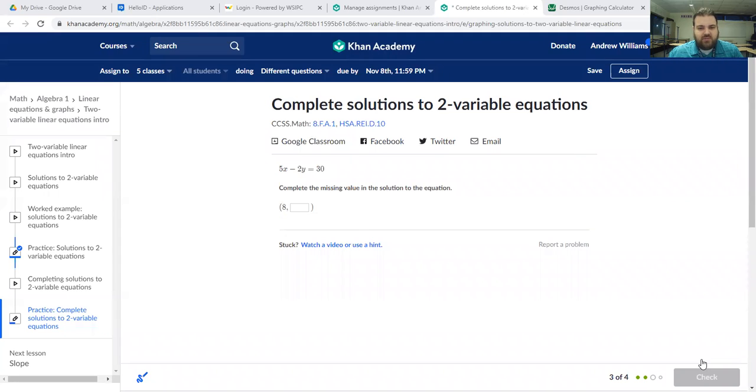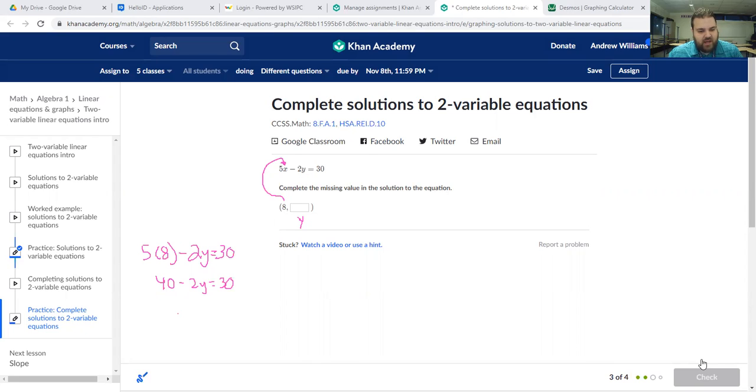So in this situation, we're given the number 8 again. How nice of them. But it is in the x location. So you're going to take the 8 and sub it in for x. And now we are solving for the y value. This one's a little different in that we're given the x value and solve for the y value. So we're going to sub 8 in for x. You get 5 times 8 minus 2y equals 30. 5 times 8, that is 40. Minus 2y equals 30.